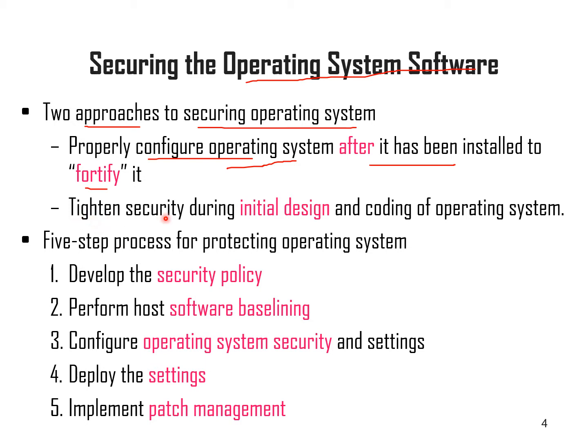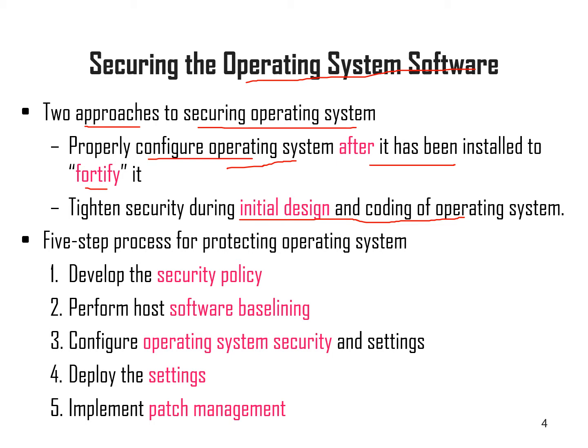The second approach is to tighten the security during the initial design and coding of the operating system. So during the coding of the operating system, or during its initial design itself, we have to tighten the security. So this is the second approach. There are only two approaches for securing the operating system.